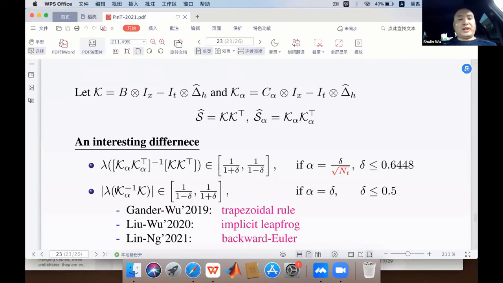for a time-dependent PDE, there are already many results about the eigenvalues of the preconditioned matrix. For example, for the trapezoid rule and the backward Euler, we can prove the eigenvalues of the preconditioned matrix can be bounded in this interval, independent of the parameter alpha. But for this one, we need a condition on the parameter alpha.